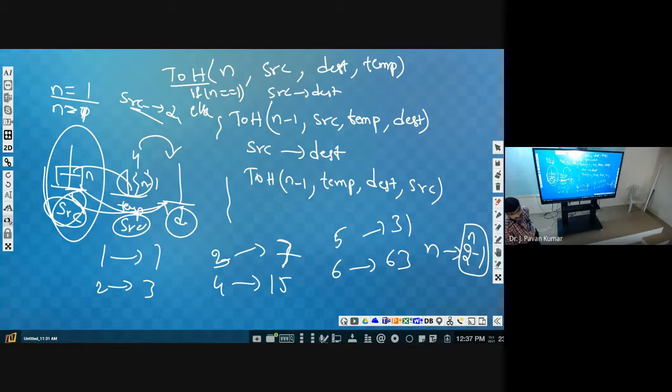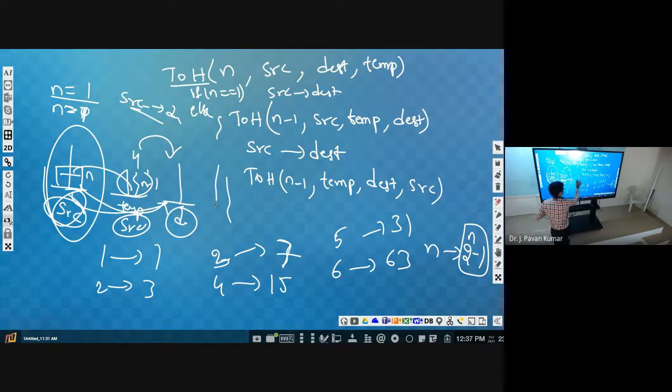What do you say? What do you feel? Formula will change. 2 power n minus 1 is the number, right? Number will change in the sense it will increase or decrease. It may decrease, but that we have to generalize it. We have to find the generalization.